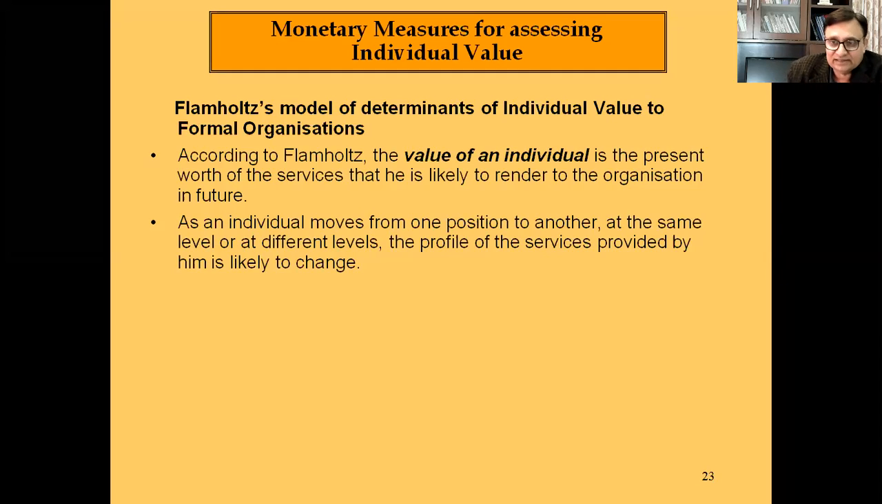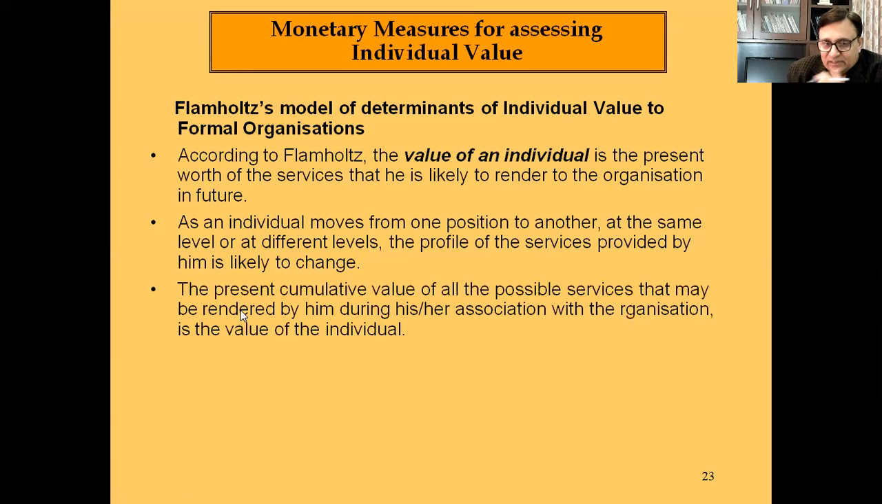For example, if the person is going to be with us for 10 years, in those 10 years he will be working in various positions. He may work as a clerk during one period, as assistant during another, then as superintendent during another. So we will be finding the value of the person at different levels, which is likely to change. We will find the present value of these services. The present cumulative value of all possible services that may be rendered by him during his or her association with the organization is the value of the individual.